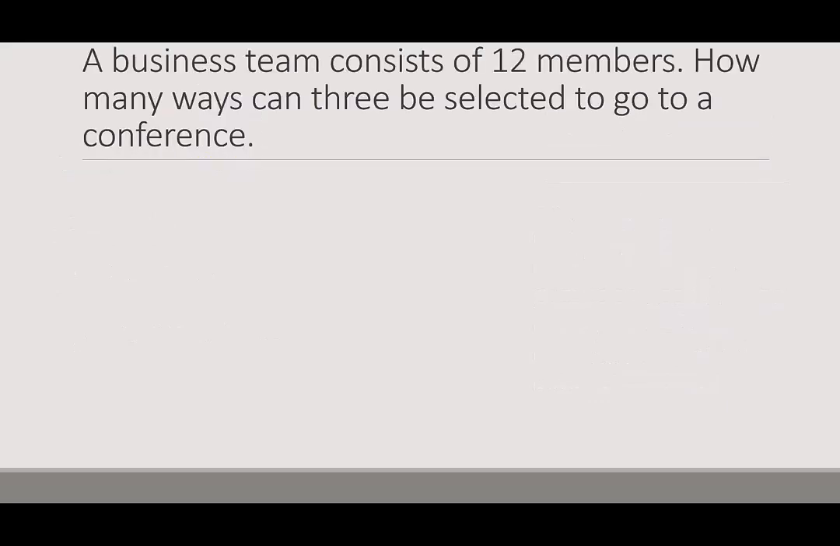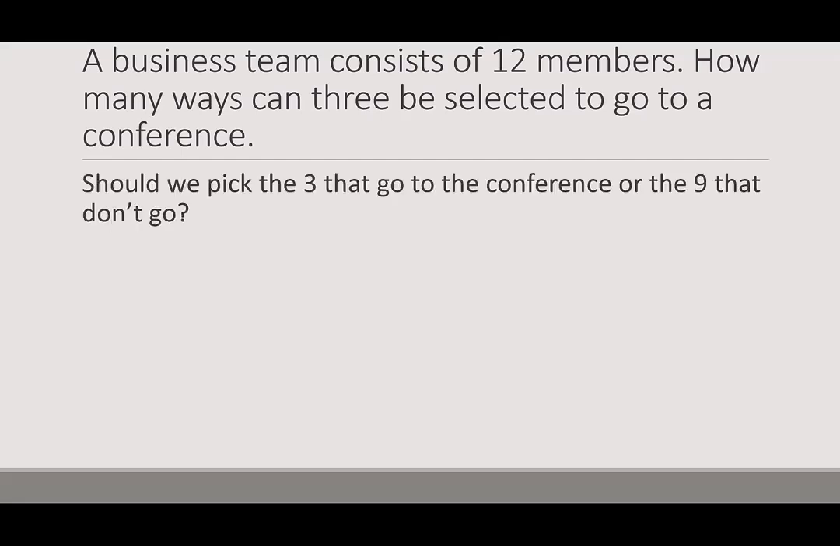A business team consists of 12 members. How many ways can 3 be selected to go to a conference? We know that order doesn't matter and repetition isn't allowed, but should we pick the 3 that go to the conference or the 9 that don't go to the conference? Meaning, should I calculate the combination of 12 choose 3 or the combination of 12 choose 9? Let's take a look at technology to give us the answer.